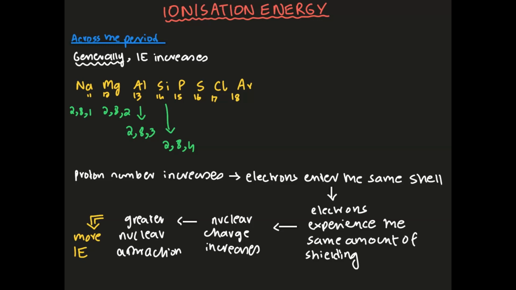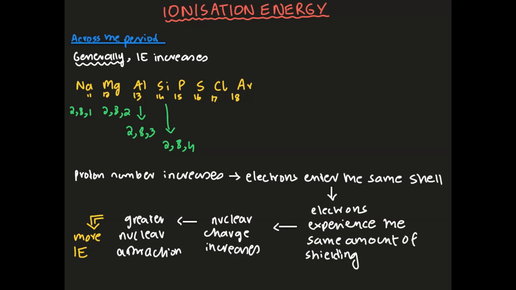So now as you can see, the proton number is increasing, right? But electrons are entering the same shell. So the number of shells over here is 3. It's the same thing for each element. You have 3 shells for each element. So the electrons are entering the same shell, right? So that means they're going to experience the same amount of shielding from the previous shells, because before that, you're going to have 2 shells only. So every single electron over here is going to experience the same amount of shielding, right? So because of that, shielding will not affect your ionization energies.